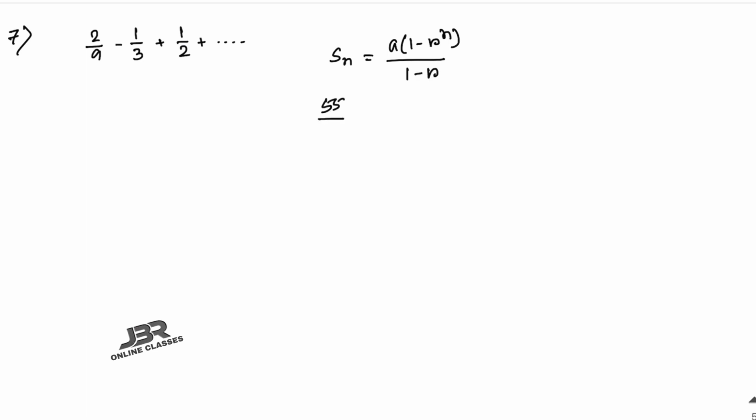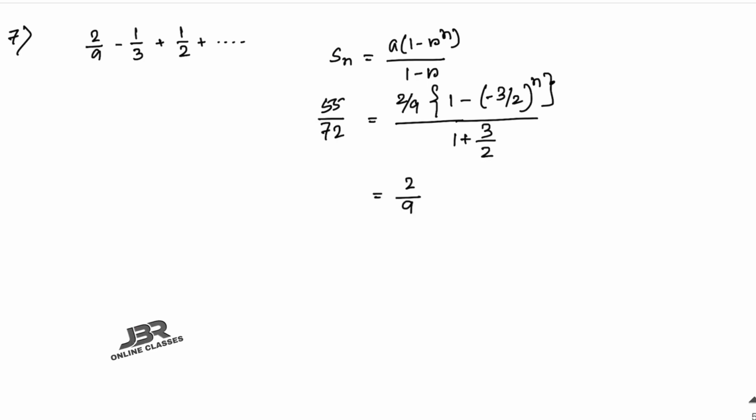So write down 55 by 72, that one equal to 2 by 9 as A, then 1 minus minus 3 by 2 whole to the power n, as the value of r, divided by 1 plus 3 by 2. So 2 by 9, and it will be 5 by 2, so write down 2 by 5, and that one will be 1 minus minus 3 by 2 whole to the power n.